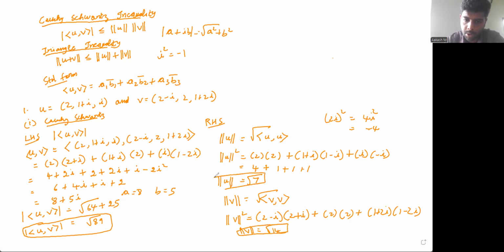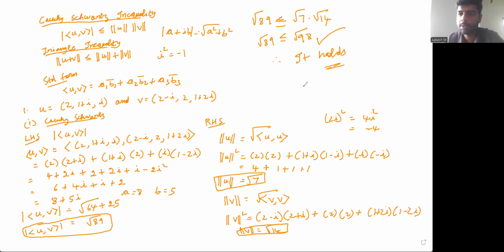Okay. So now you compare with the Cauchy-Schwarz inequality. What is the left-hand side? Left-hand side is root 89. Right-hand side is root 7 into root 14. So from this, you can say root 7 into root 14 is root 98. From this, you can say right-hand side is dominant over LHS. So therefore, this property holds. Cauchy-Schwarz inequality holds.